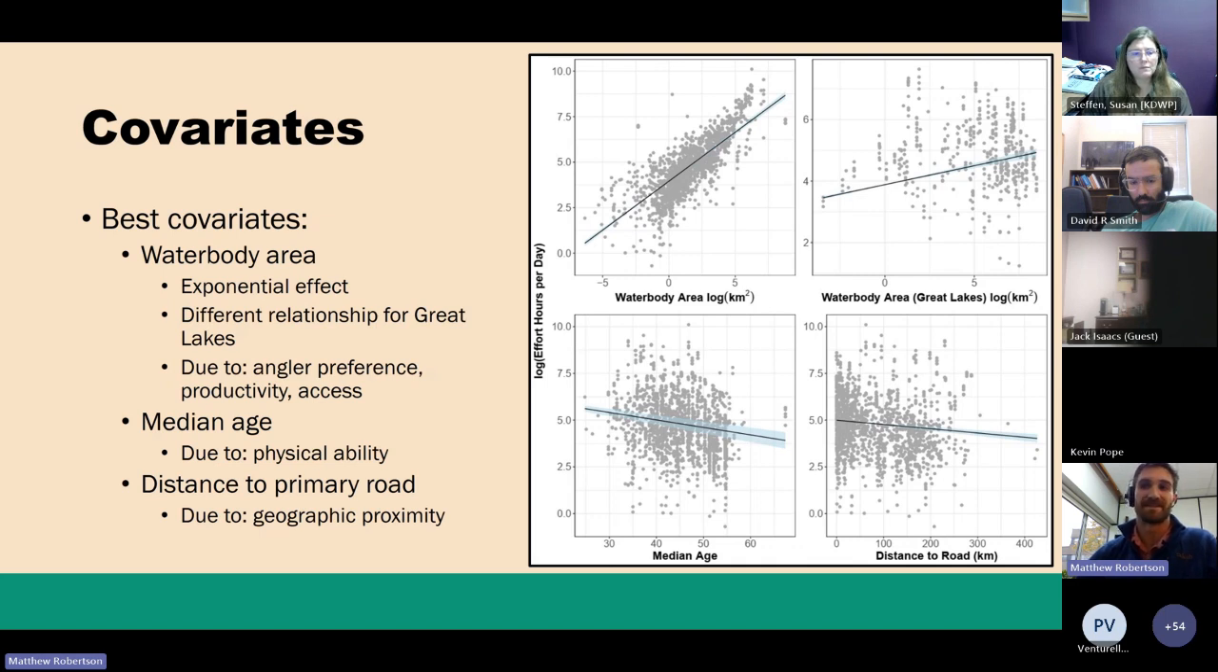But one of the dominant hypotheses that I observed in the literature was that this could be something to do with physical ability, basically with older anglers potentially not being able to spend quite so much time angling as they had when they were younger.